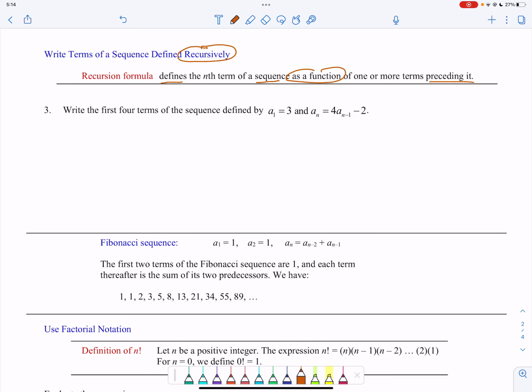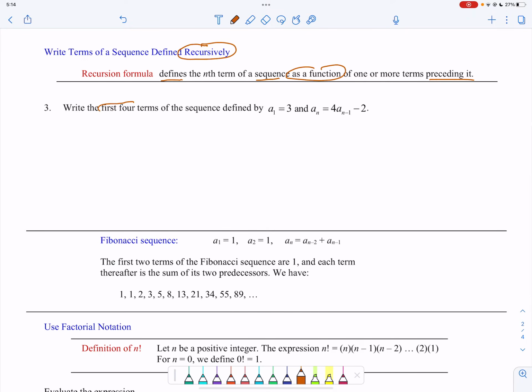Write the first 4 terms. So we need the first 4 terms of the sequence defined by a sub 1 equals 3 and a sub n equals 4 multiplied by a sub n minus 1 minus 2. So let's just try this. If a sub 1 is equal to 3, a sub 2 is equal, now we're following this formula right here.